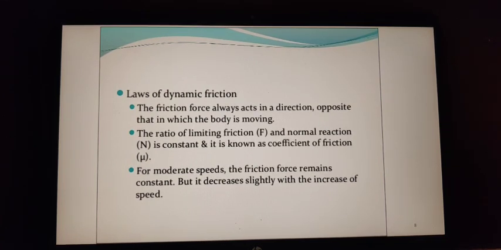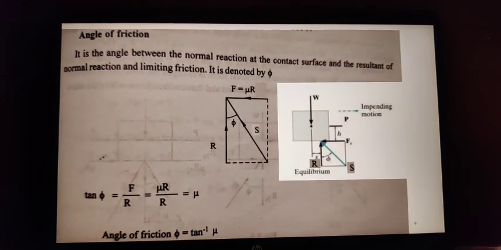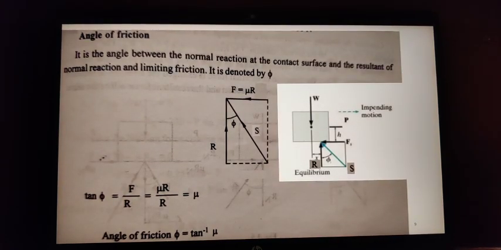So this is also a sure question. You have to mention the laws of friction, that you have to include both the laws of static friction as well as the dynamic friction. So it's a 3-mark question. So next definition is also very important, that is the angle of friction.